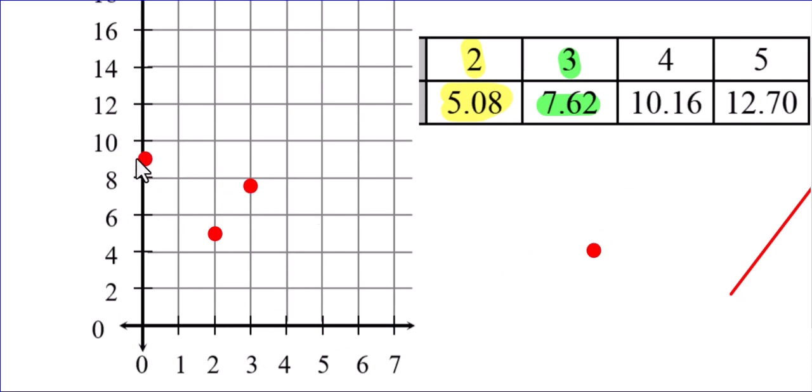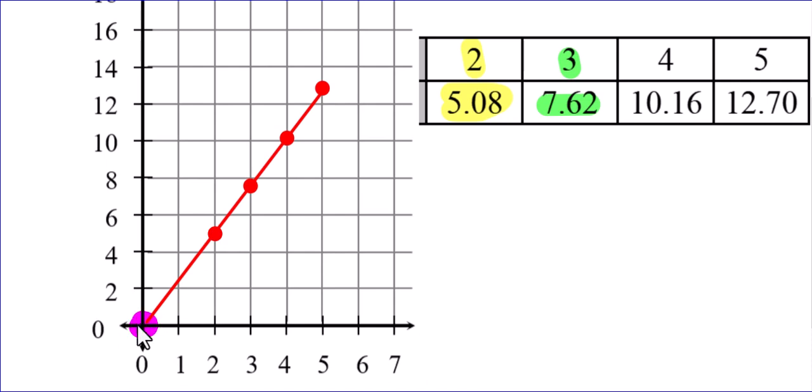4 and 10.16, so go right 4, up 10, and a little smidgen higher for 10.16. And then finally 5 and 12.7. Well, 12.7 is a little bit lower than 13. 13 is the halfway point between 12 and 14, so I'm going to go a little bit lower than that. Will they form a straight line? Well, actually, yes, they will. And notice, once again, this is going through the origin, the point which we call 0, 0.